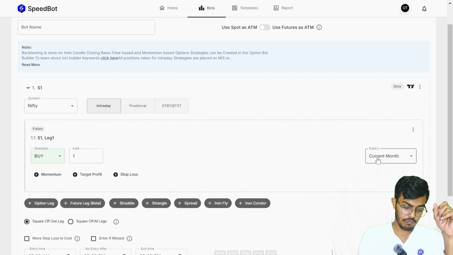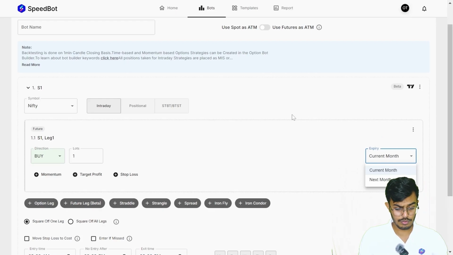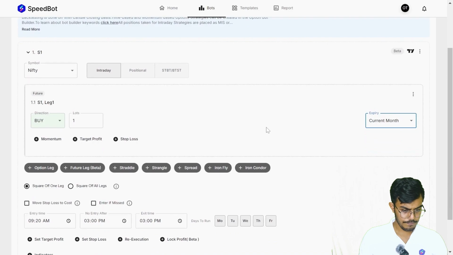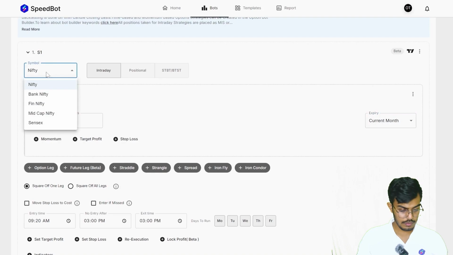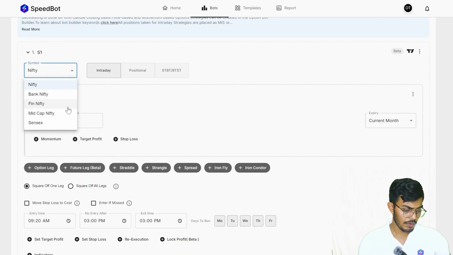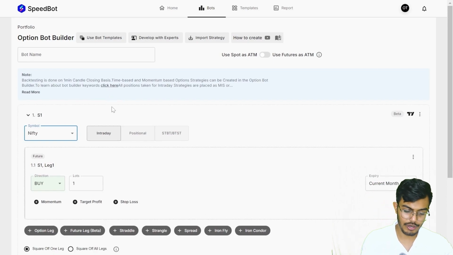Apart from that, in which expiry would I like to have it? It could be for the current month, it could be for the next month. Based on my understanding of the markets, I'll be able to select the contracts. Currently we support these many symbols based on which you'll be able to create algos in the futures segment. This was a much-asked-for feature that people wanted, and now you'll be able to use it on SpeedBot.